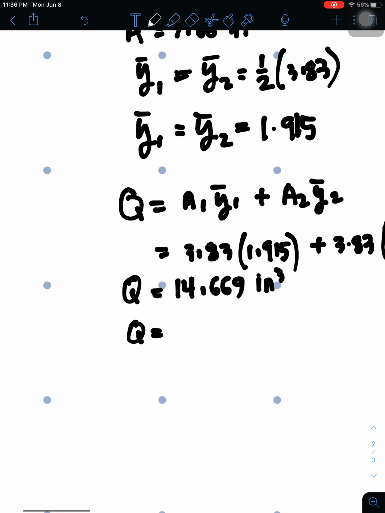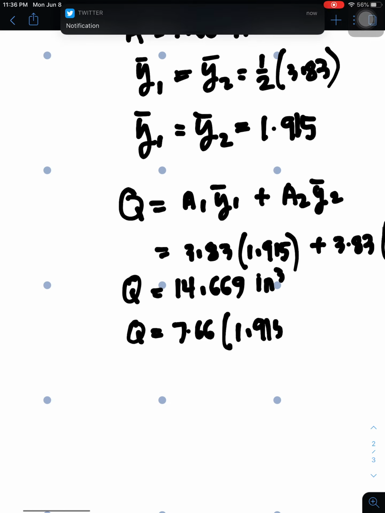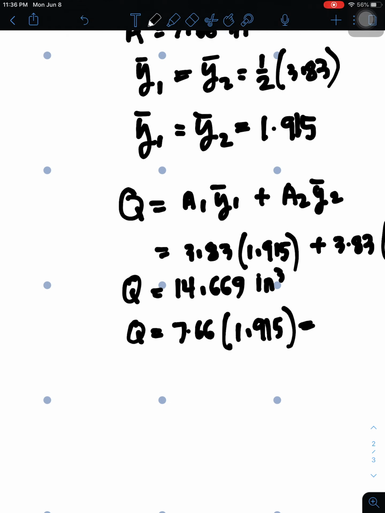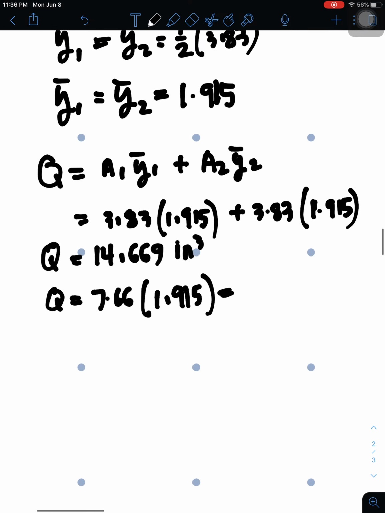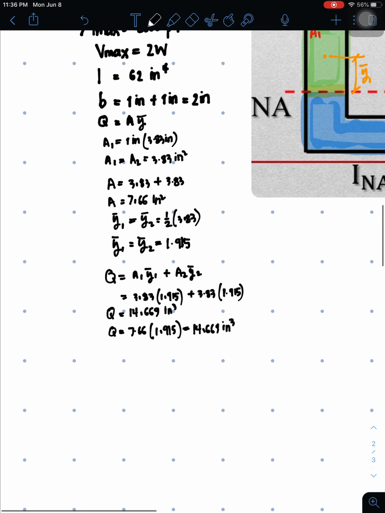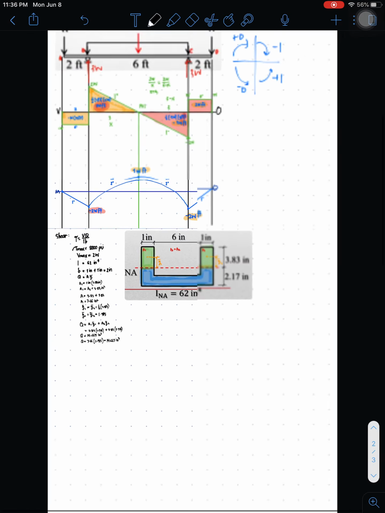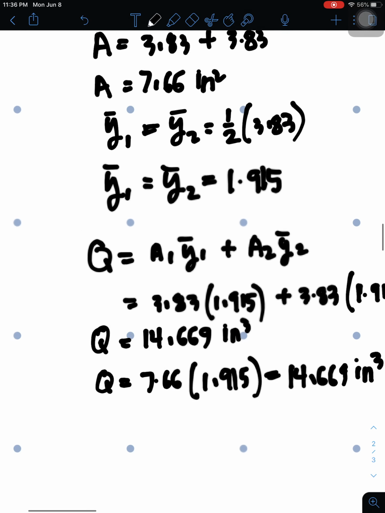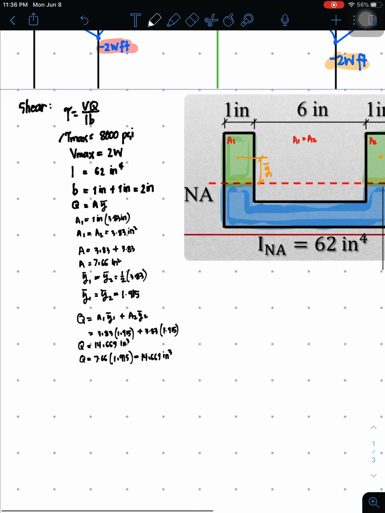So that is 7.66 times 1.915. Actually, they are the same, 14.669. So it depends on you how you perceive it. Right, so we have the Q already.